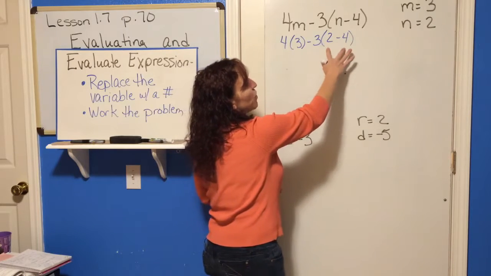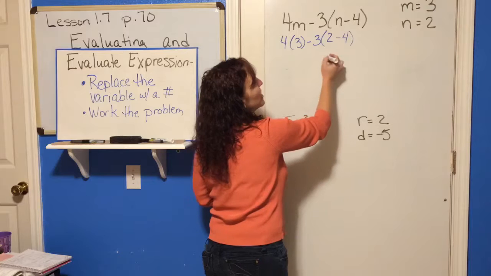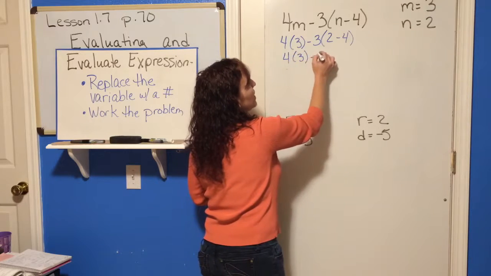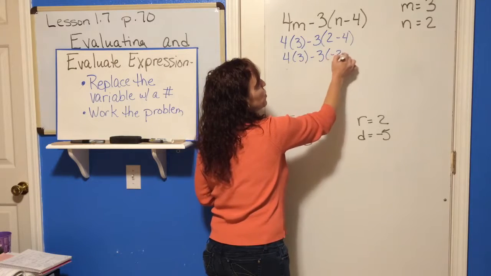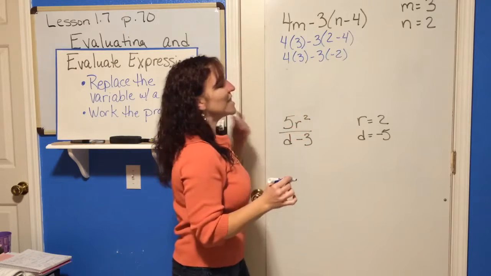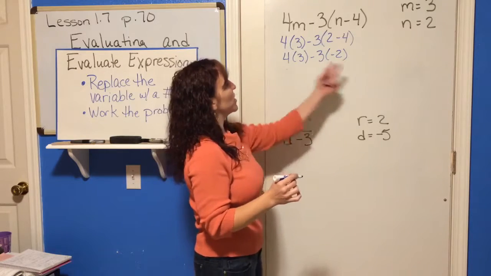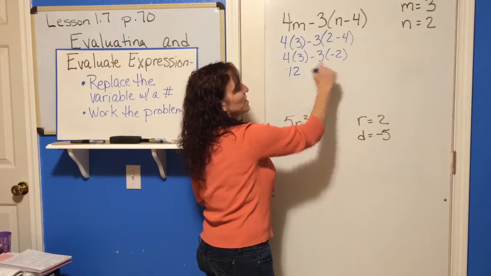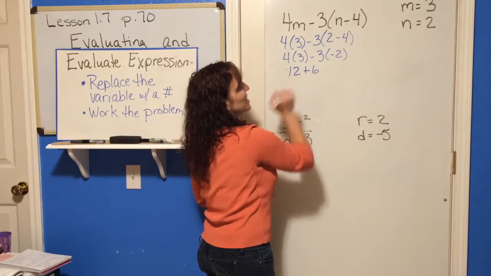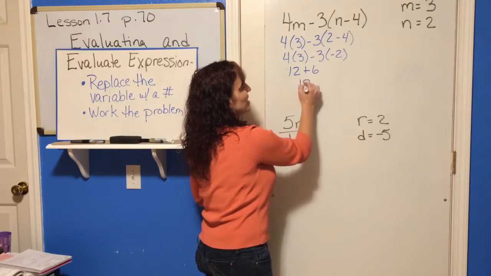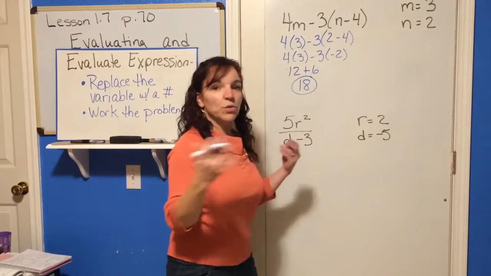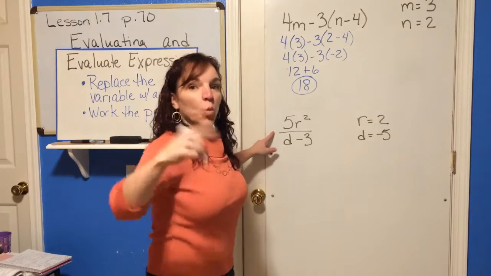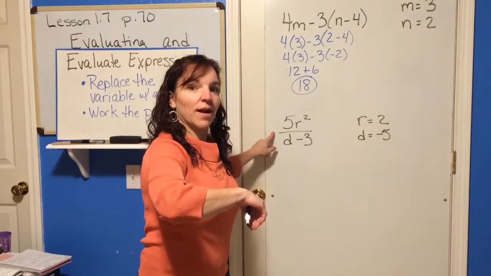So your 2 minus 4 is a negative 2. So you have 4 times 3 minus 3 times a negative 2. So we did our parentheses. Now you do multiplication and division left to right. 4 times 3 is 12. Negative 3 times negative 2 is positive 6. So 12 plus 6 is 18. That's your value. You're finished. Let's move to the next one. Pause it, work it, and then make sure you got it right.